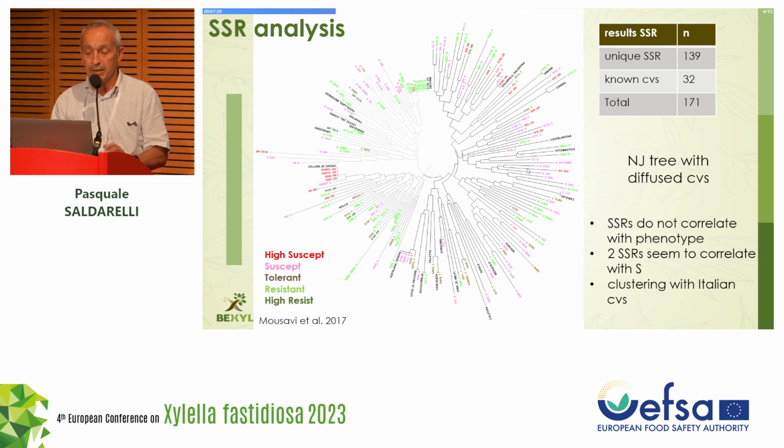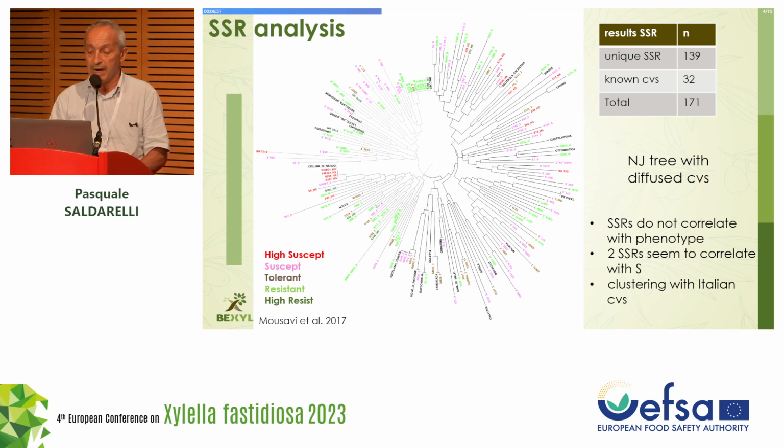We constructed dendrograms based on the SSR analysis and based on the distinction of these seedlings according to the scale that I described before, where they were described as highly susceptible, tolerant, resistant, or highly resistant, based on the two parameters that I mentioned before. We included also the profiles of known cultivars, but we were not able to correlate the phenotype with a particular profile of SSR.